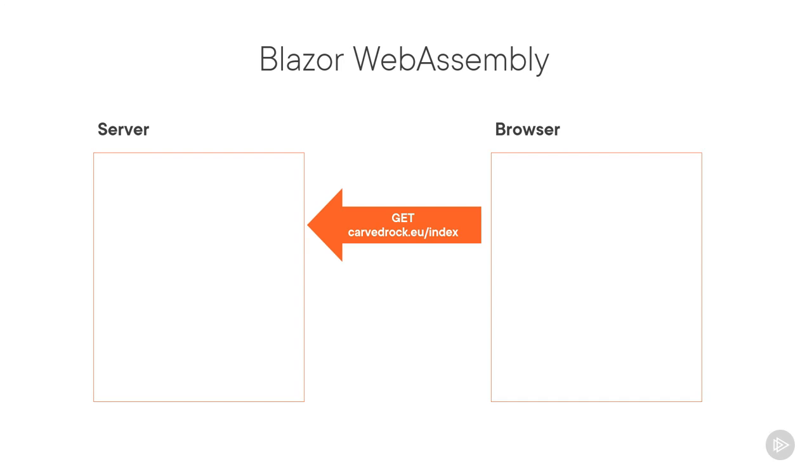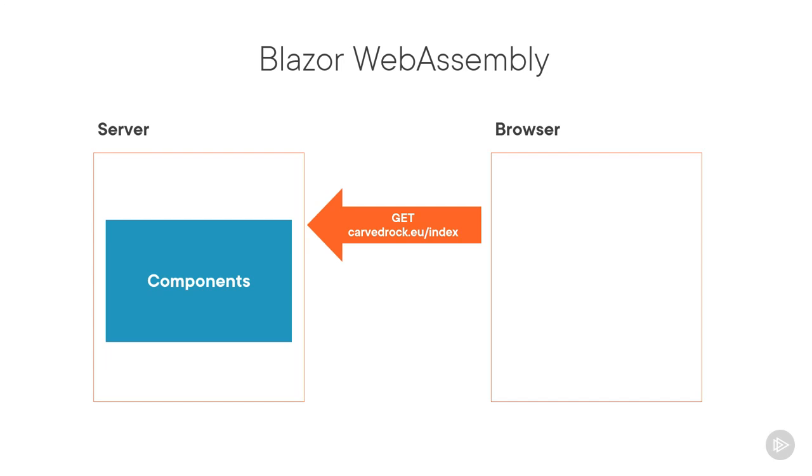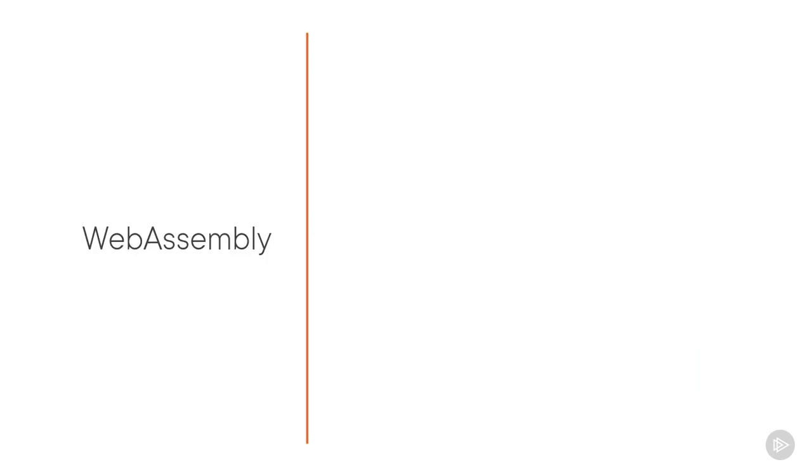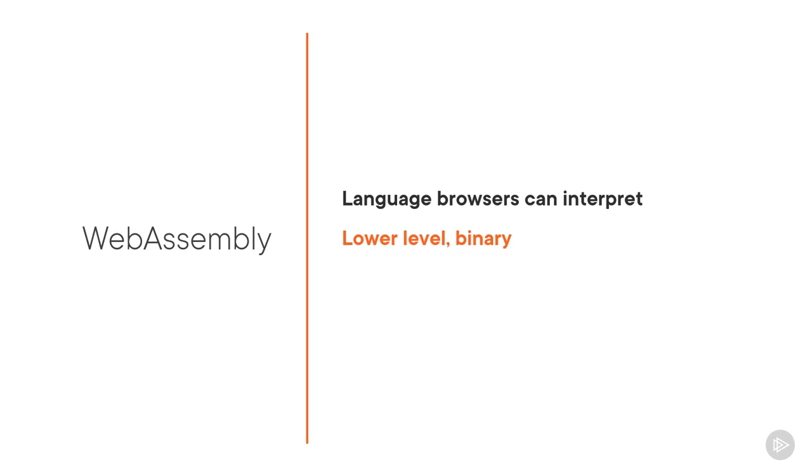Here's the slide again that shows the initial request to the server. The server has the user interface in the form of components written using Razor and C#. These components are sent to the browser in assemblies together with the .NET runtime that can render the components. The browser can use the runtime because it is compiled into WebAssembly, a language the browser can understand, just like JavaScript. WebAssembly, however, is a lower level language in a binary format.